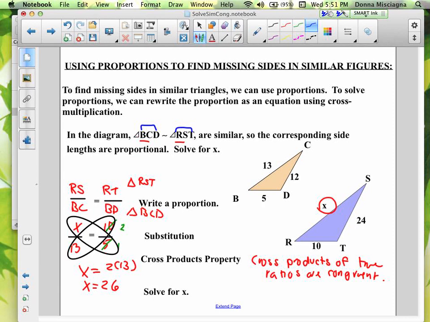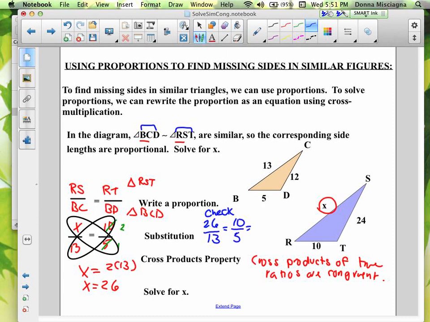So how you can check your work? Well, let's just plug it in and make sure that it's still in proportion. So here I'm going to do a little check over here. So if I put the sides together, right? So RS goes with BC, and RS is when we solve for, that's 26, and BC is 13. And RT goes with BD, so RT is 10, and BD is 5.